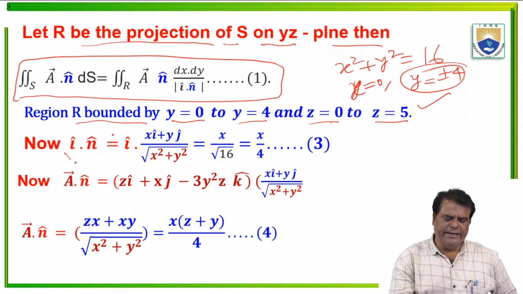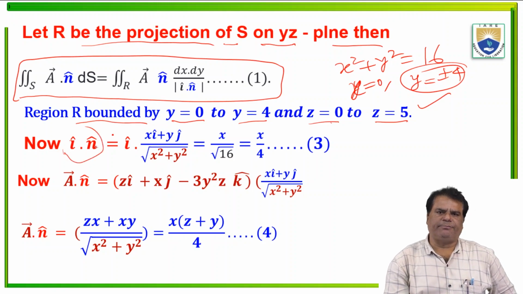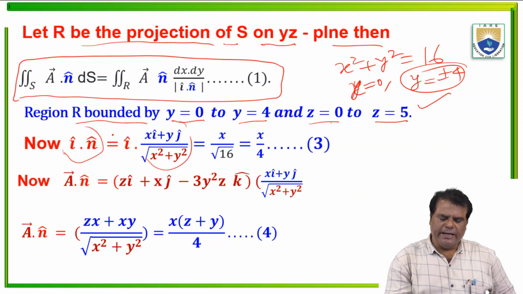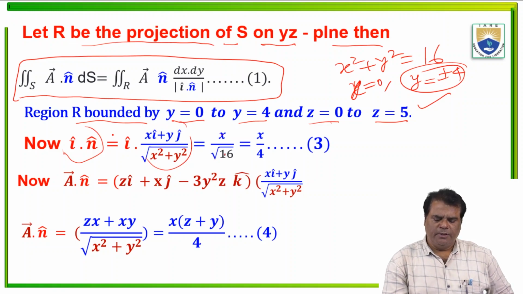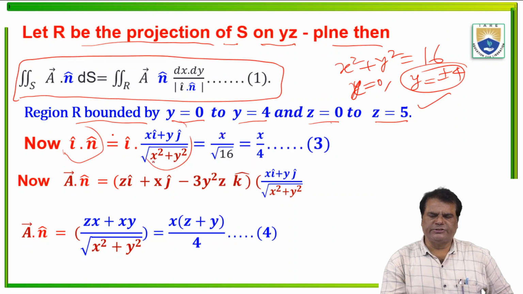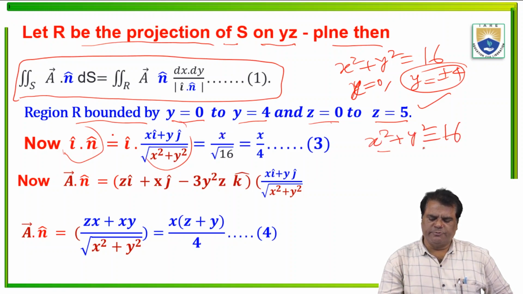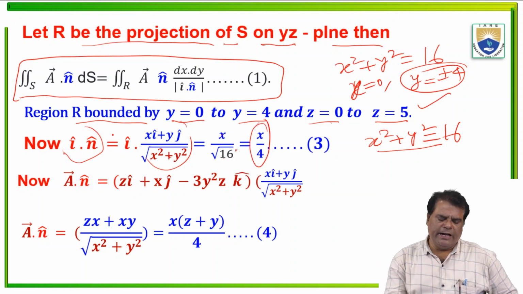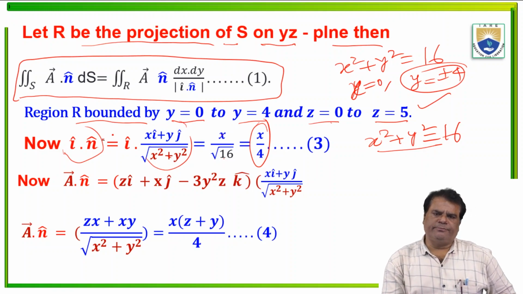So now i cap dot n cap. This is the value of n cap. i dot i only. So we get here x upon 4, since x square plus y square equal to 16. Putting this value here, this is x by 4. i cap dot n cap is x by 4.